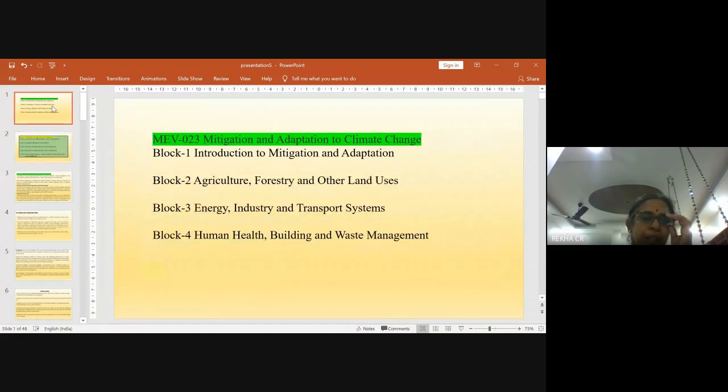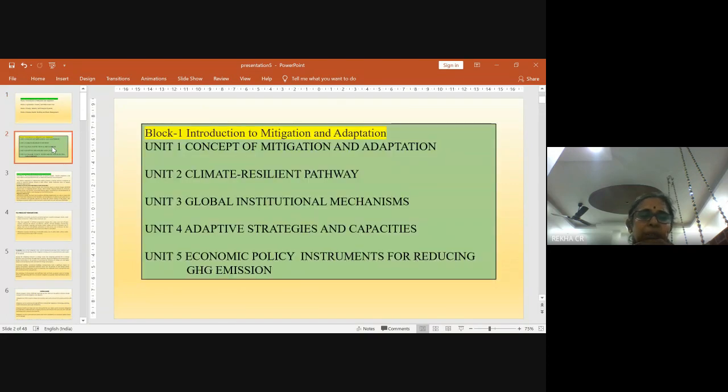So there are four blocks in MEV 023. The title of the paper is Mitigation and Adaptation to Climate Change. In this, the first block is Introduction to Mitigation and Adaptation. In this first block, you have 5 units. First one is concept of mitigation and adaptation, then climate resilient pathway, global institutional mechanisms, adaptive strategies and capacities, and economic policy instruments for reducing greenhouse gas emission.